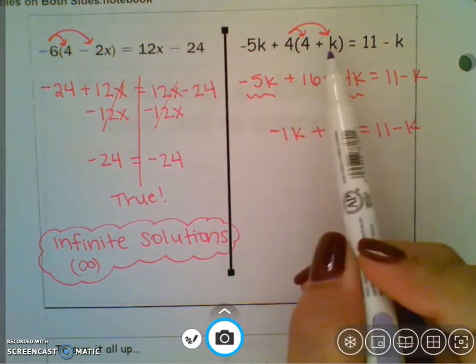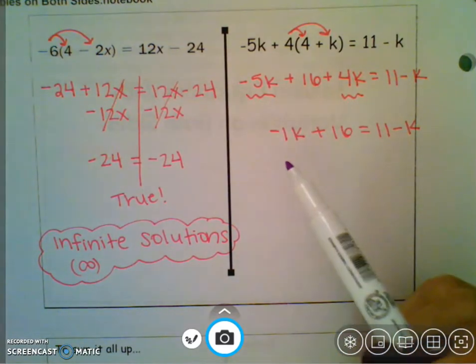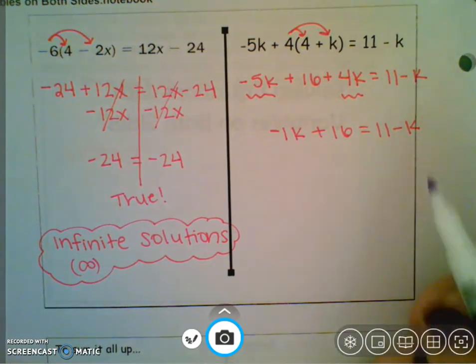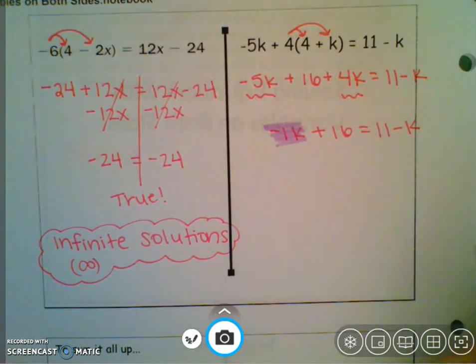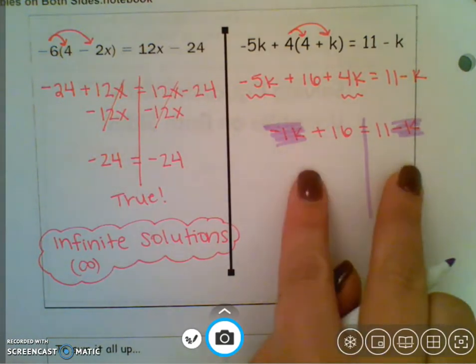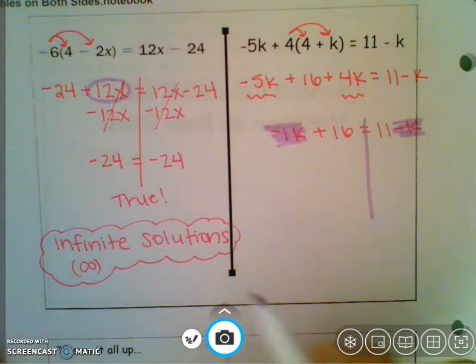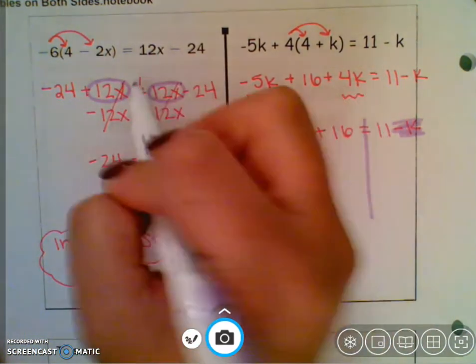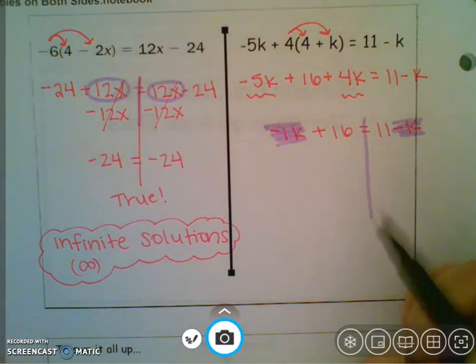Okay, so here you should have distributed and gotten 16 plus 4k. Then I combined like terms, and I got -1k. Well, notice how I have a -1k on the left and a -k on the right. So they're the left and the right of the equal sign. Because they're the same exact thing on opposite sides, those automatically cancel. Just like right here, I had a 12x and a 12x on the other side. So because they're going to cancel, I'm not even going to do the math on that.